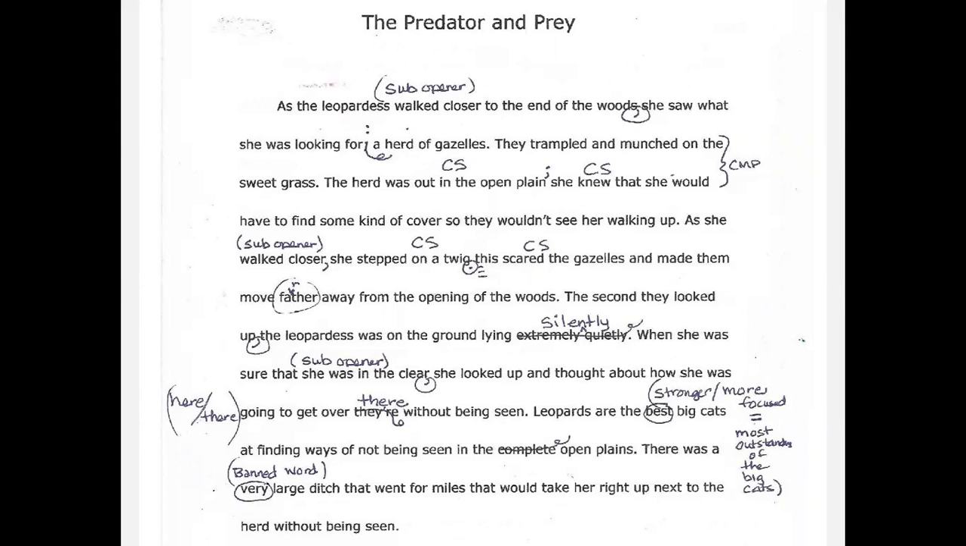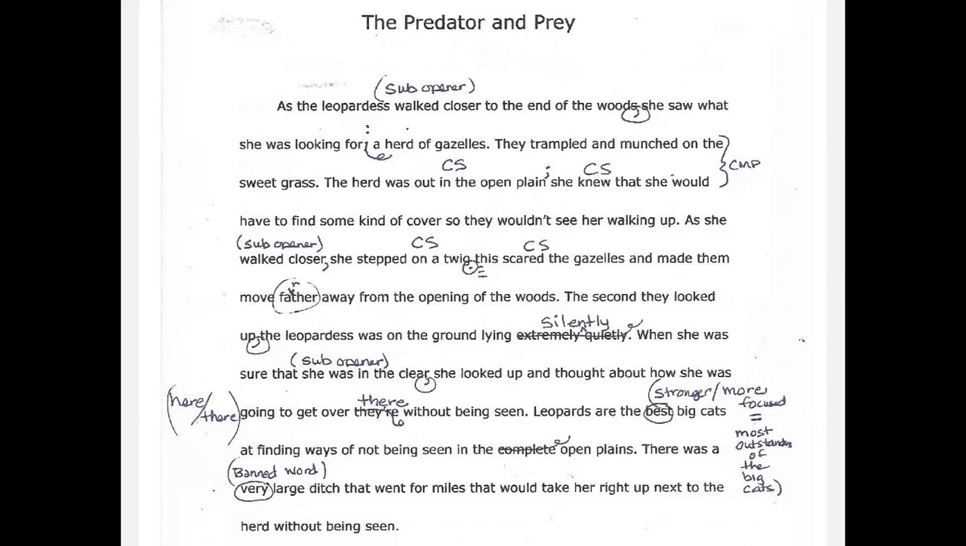Okay, I'm down 1, 2, 3, 4, 5, 6 lines down on the right in the first paragraph. The second they looked up, comma, there's that subordinate clause. Well, that's kind of an adverbial opener, but the leopardess was on the ground lying silently. Okay, and this would get taken out anyway because they have to remove extraneous adverbs, which extremely with quietly would be an extraneous adverb. So they have to remove that anyway. So yeah, silently, we're going to get rid of that and use one word instead.